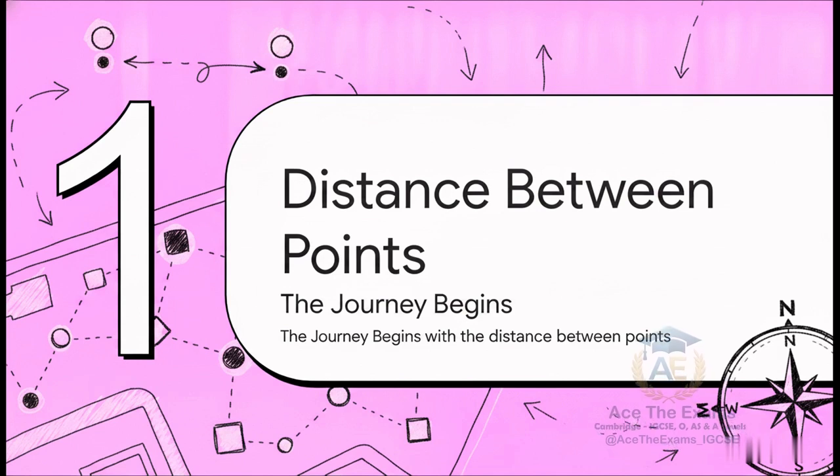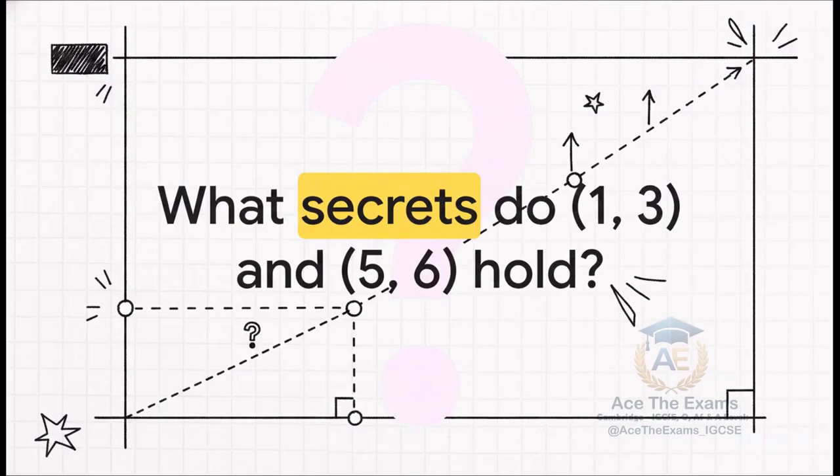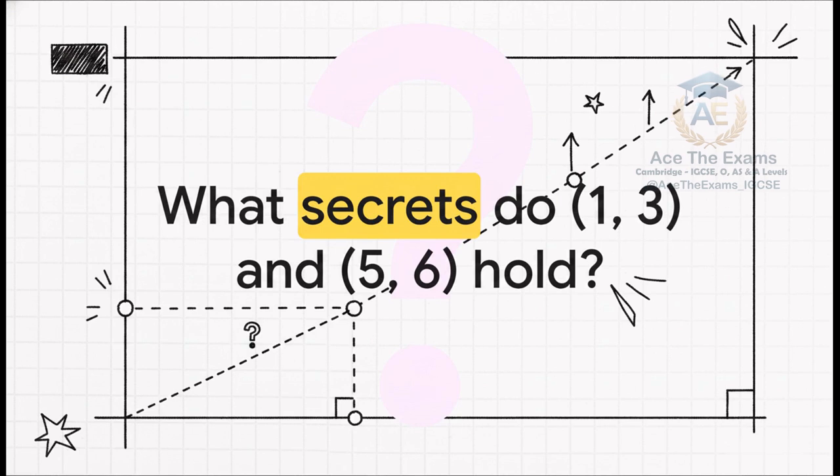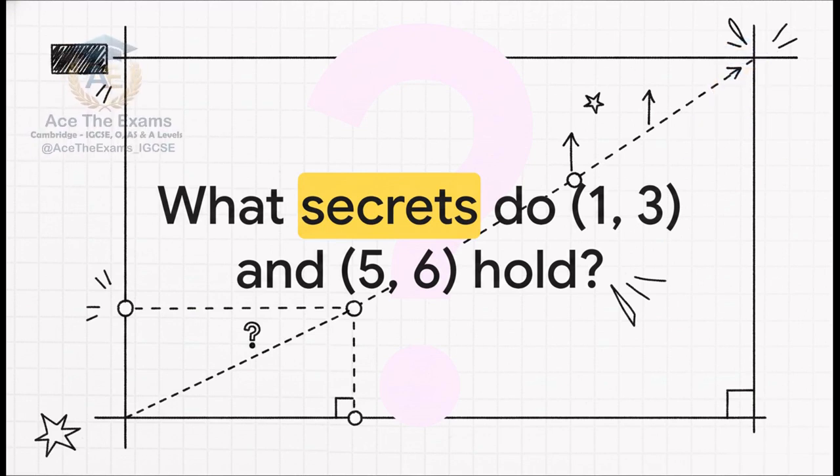Distance between points. The journey begins. Okay, to start building our map, we obviously need a reference. So what secrets do the coordinates 1, 3, and 5, 6 hold? I really want you to picture these 2 points sitting on a grid in your mind. Point A is sitting at 1 on the x-axis and up at 3 on the y-axis. Point B, well, that one's moved over to 5 and up to 6. They aren't just random, arbitrary numbers. They represent a very specific spatial relationship. There is a real physical distance between them.